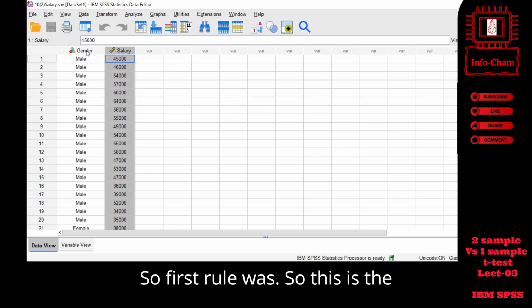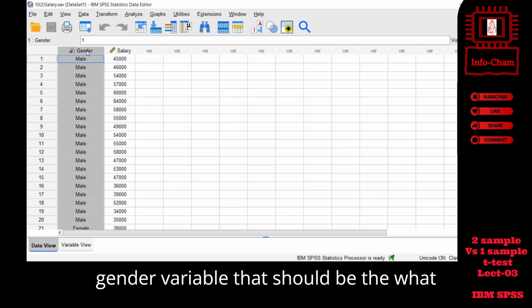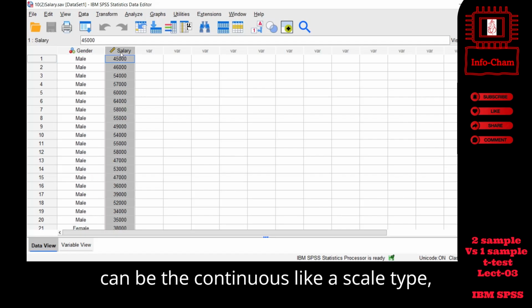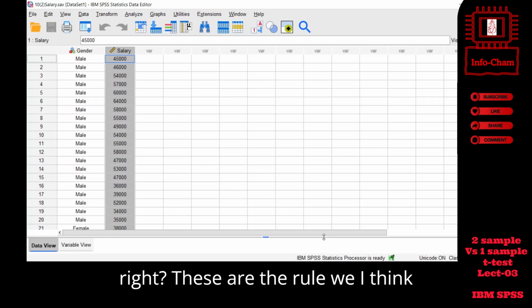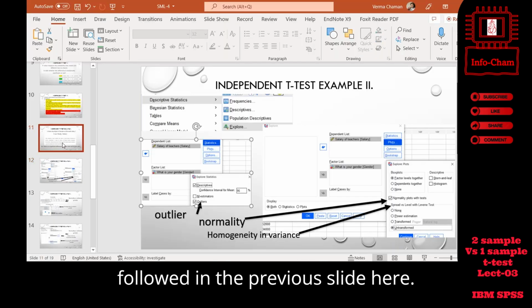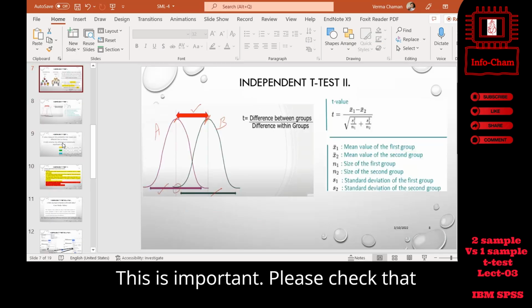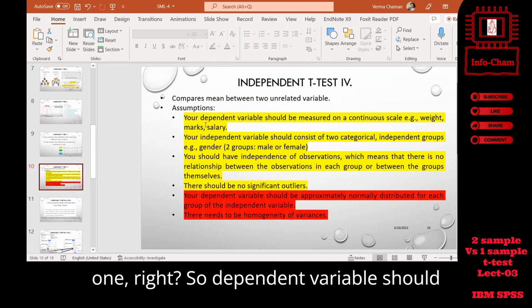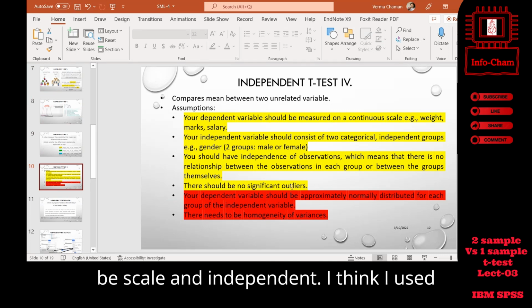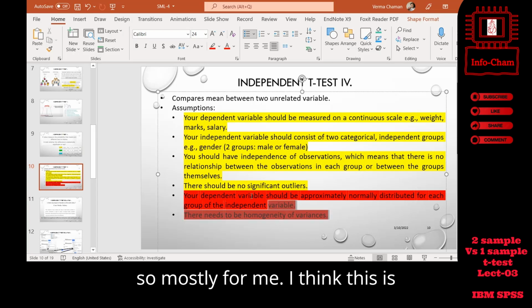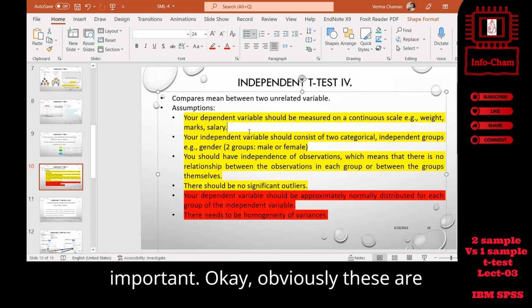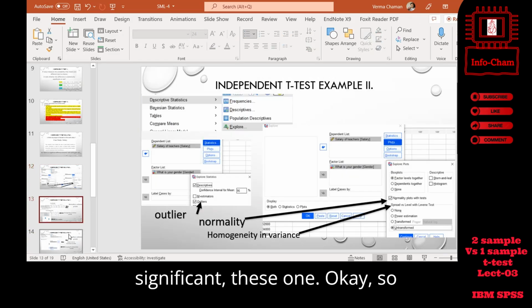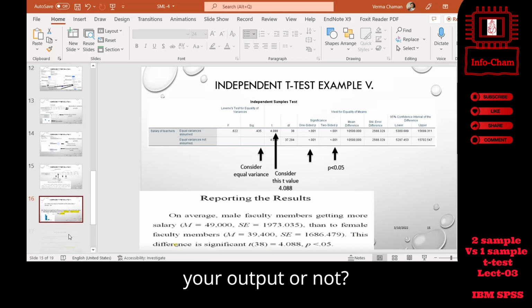So the first rule: this is the gender variable, which should be the nominal type, and the second can be the continuous, scale type. These are the rules we followed in the previous slide. This is important, please check that one. The dependent variable should be scale, and the independent one I think I used. Mostly for me this is important. Obviously all of these are important, but the most important is the significance. Please let me know, are you able to check your output or not?